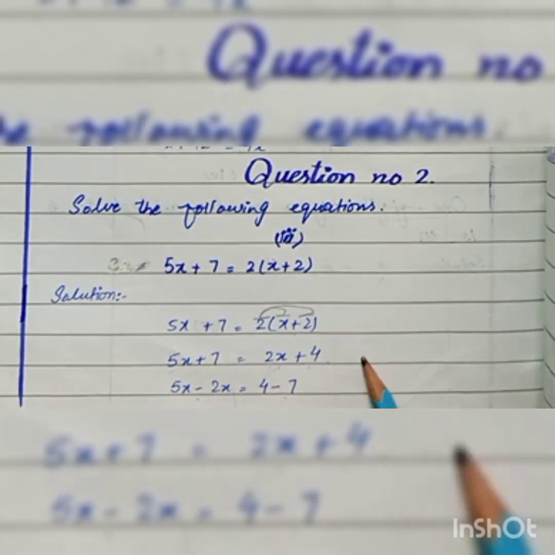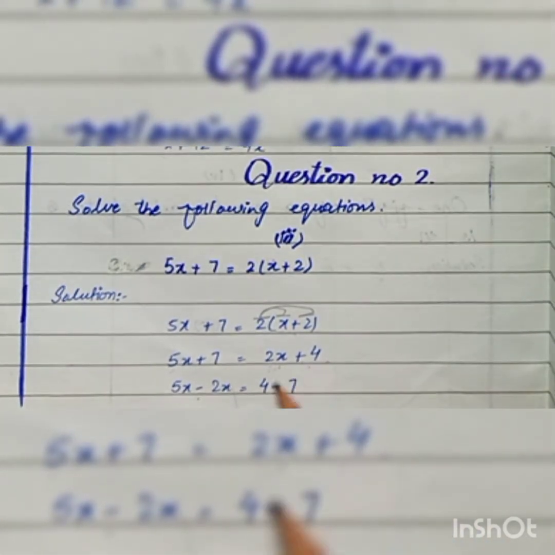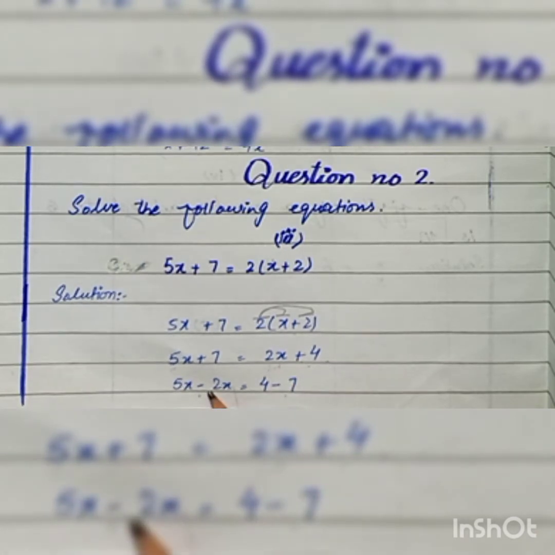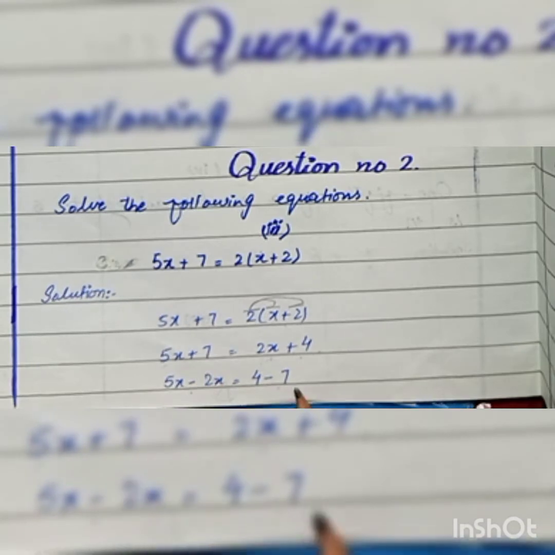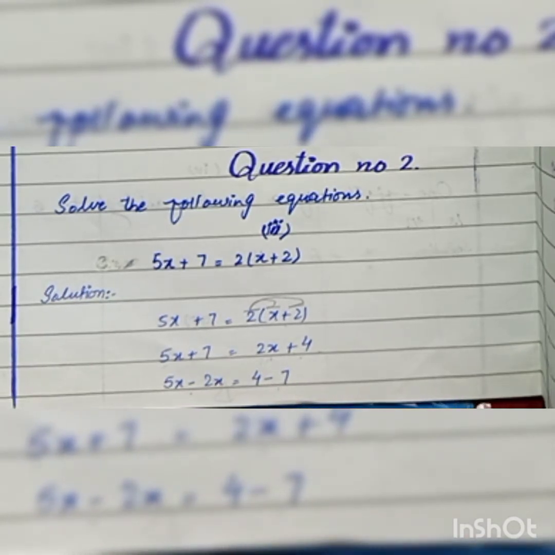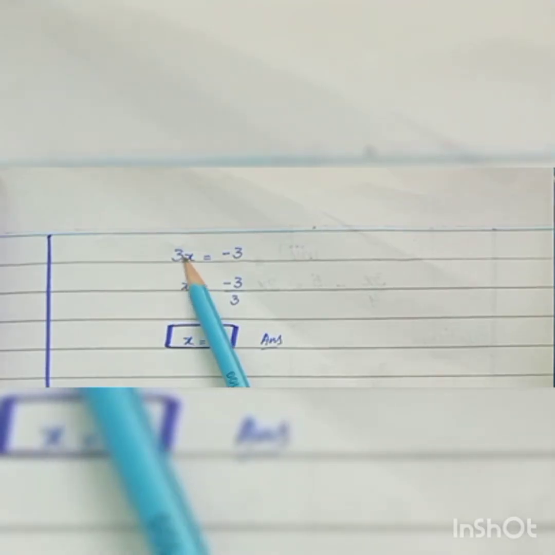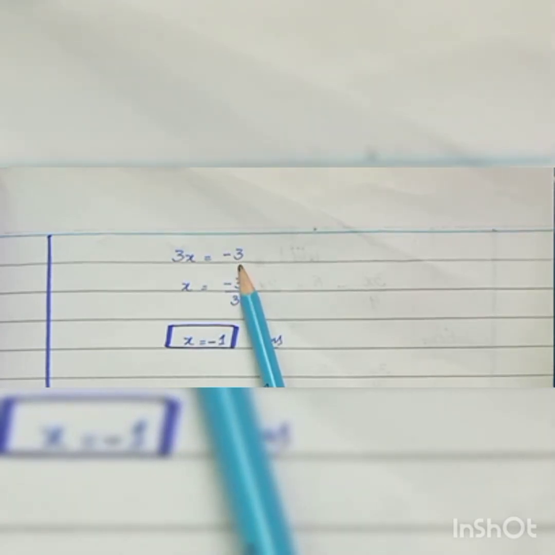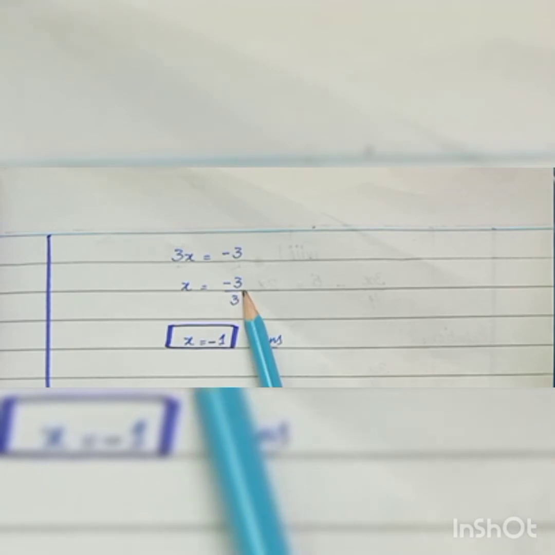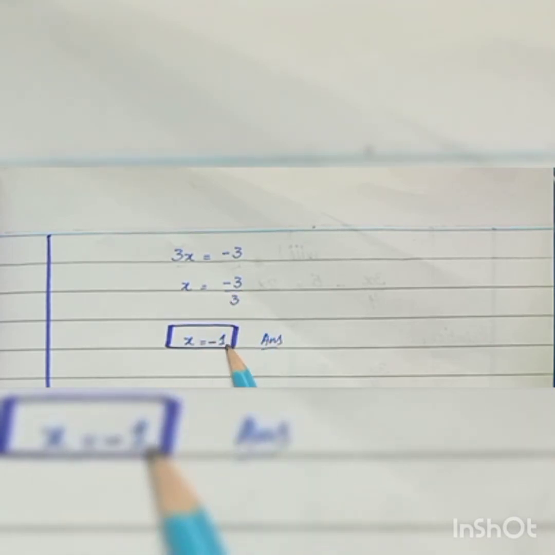Now in the next step we will arrange the values with the variable x on one side and without x on the other side. So 5x minus 2x, since 2x is added here, it will be subtracted there. And 7 is added here, so it will be subtracted there: 4 minus 7. Now 5x minus 2x gives 3x and 4 minus 7 gives minus 3. 3 is multiplying here, on the other side it will get divided. 3 ones are 3, 3 ones are 3, so x = -1 is the answer.